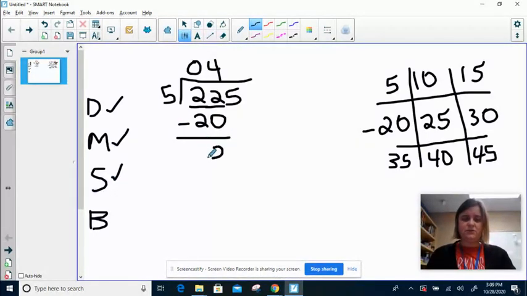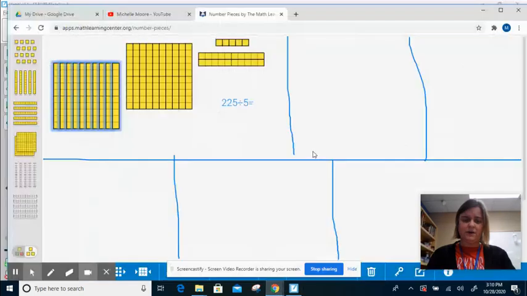I'm going to end up with 2 when I subtract. And now I'm going to bring down this 5. Okay. Well, we're going to go back over to our blocks and see what that looks like over there. Remember, I was able to put 4 tens in each of the 5 groups. So let's pop back over here.